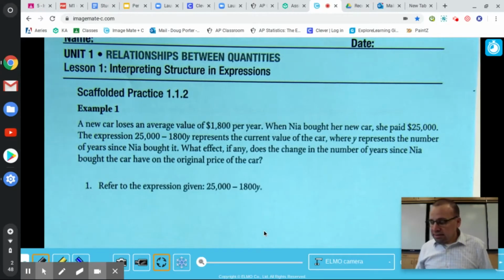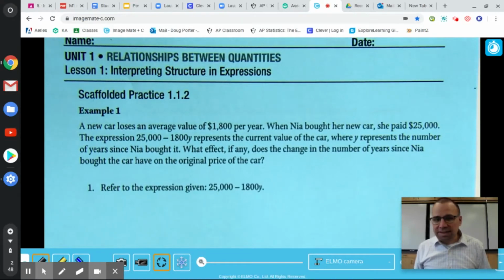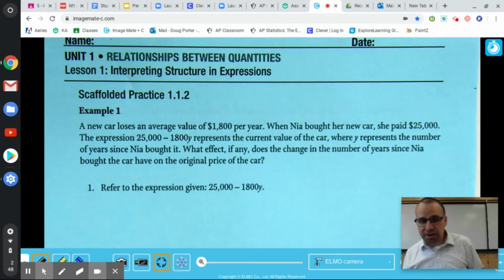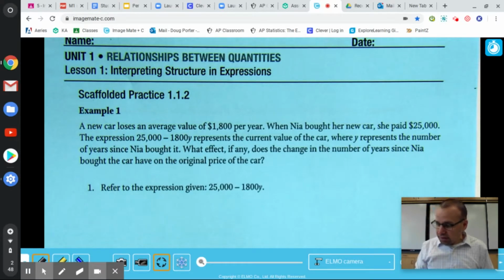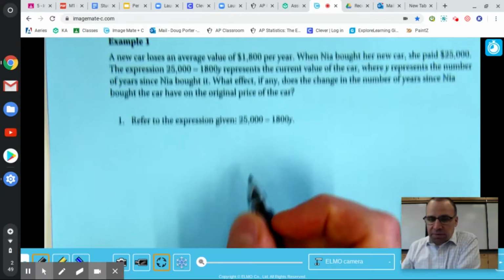Okay, it says a new car loses an average of $1,800 per year. When Nia bought her new car, she paid $25,000, and the expression 25,000 minus 1,800y represents the current value of the car. And then it asks, what effect, if any, does the change in the number of years since Nia bought the car have on the original price of the car? Refer to the expression. So a couple things we should notice here.